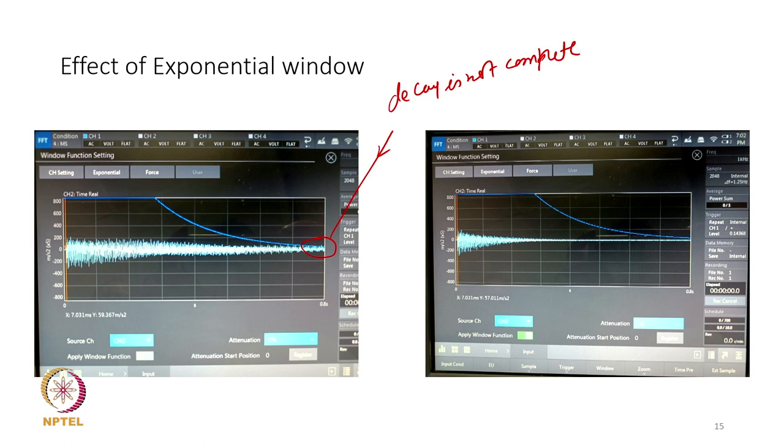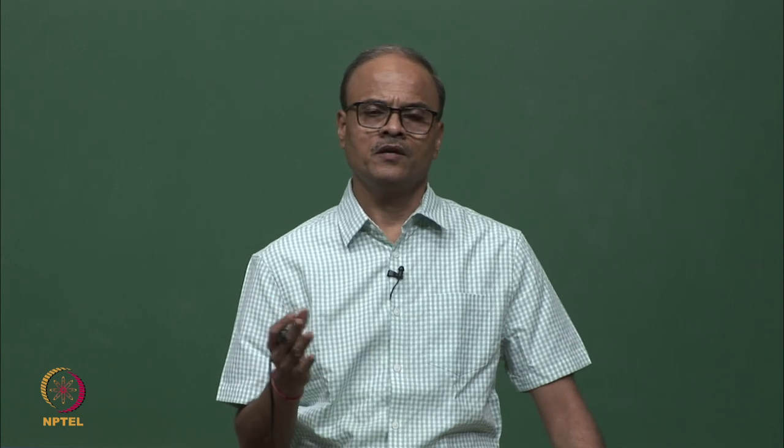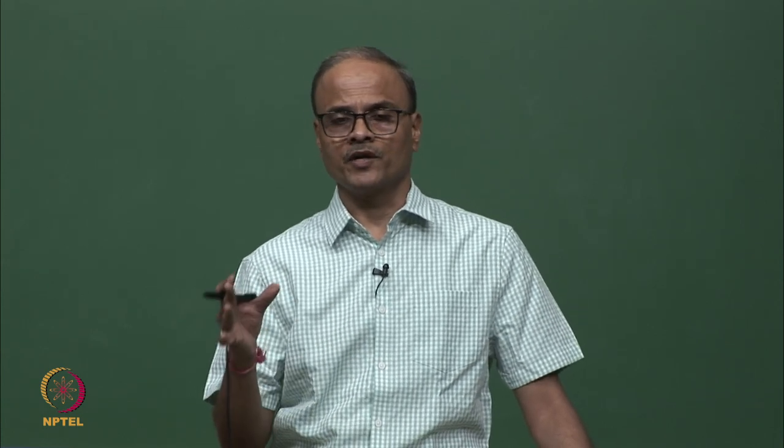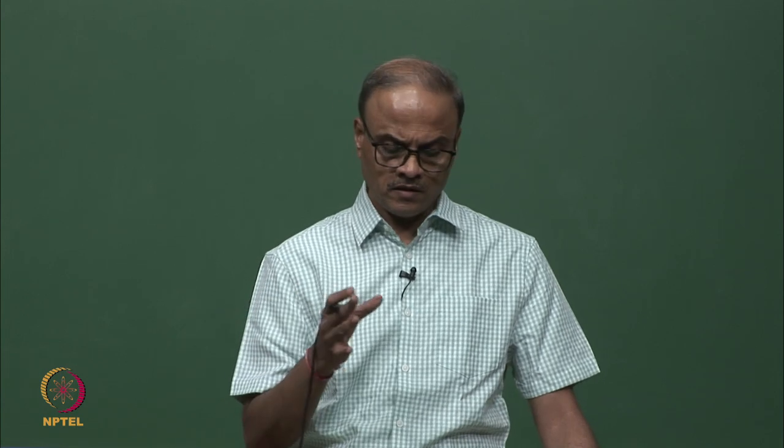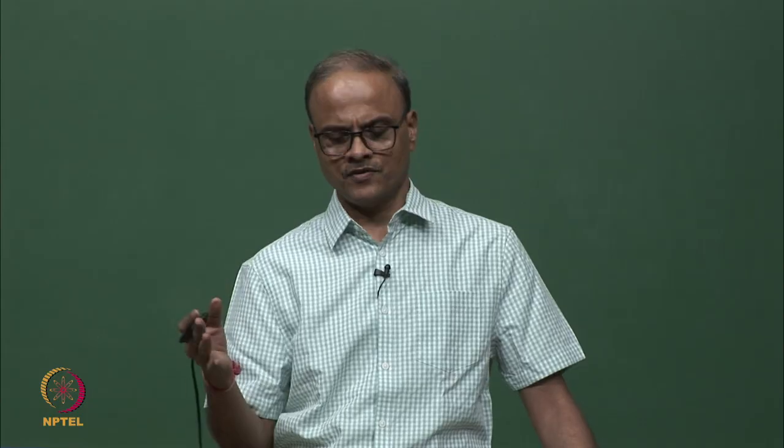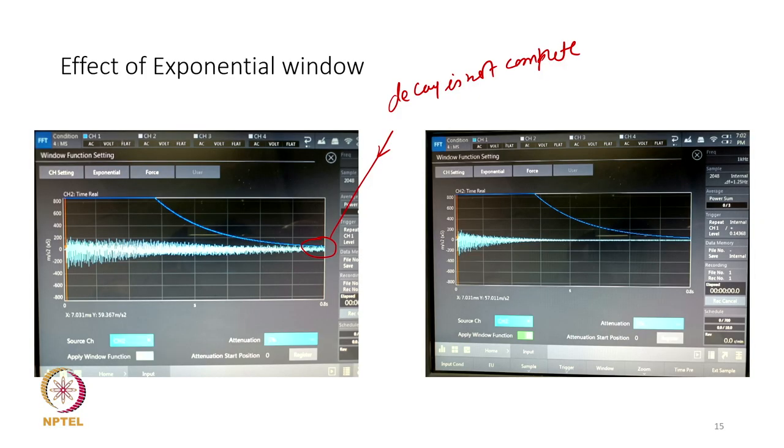When we take its FFT, what is going to happen? There will be some leakage. We studied in the lecture earlier that when the signal does not decay completely, then when we take the DFT, the signal is assumed to be periodic. Because of that, there would be a discontinuity in the signal, and that would lead to leakage. So on the right hand side, the figure shows that the exponential window has forced the signal to decay or attenuate almost completely, and that helps to reduce the leakage.